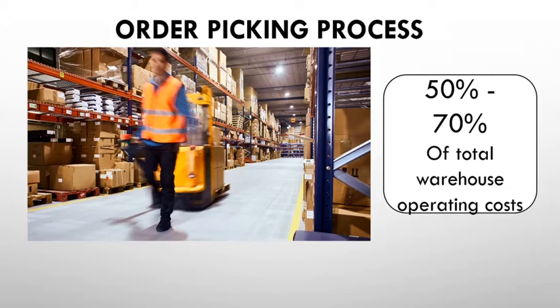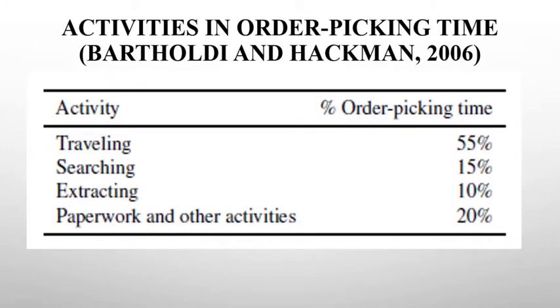shipped out. According to Photo, this order picking process usually accounts for 50% to 70% of total warehouse operating costs. As you can see here in this figure described by Bartholdi and Heckman, traveling takes up the most time during order picking, making it the most significant process and contributes a lot to warehouse operation costs, making it very expensive.